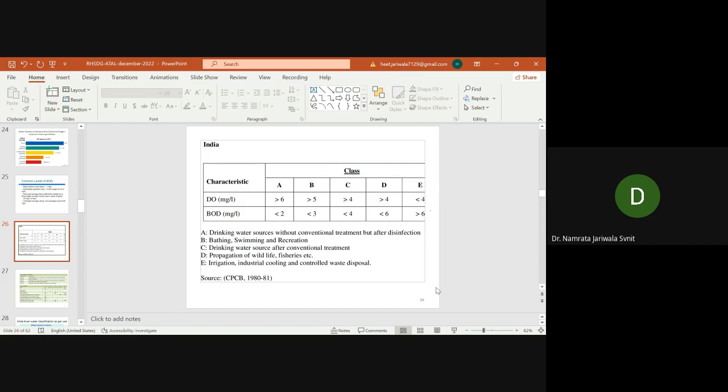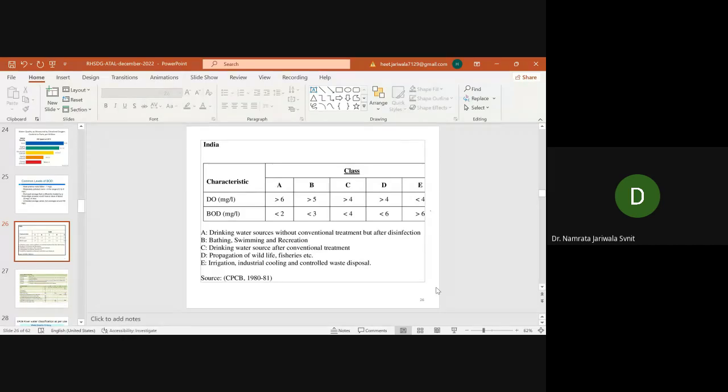The Central Pollution Control Board initially developed some guidelines in 1980, and with their help, they categorized the Indian rivers into A, B, C, D, and E classifications. In that, they considered two main parameters: dissolved oxygen and BOD of the river. Generally dissolved oxygen is between 4 to 6 milligram per liter, and BOD is up to a maximum of 5 milligram per liter. Based on that, they considered the A, B, C, D, and E classification of the river.